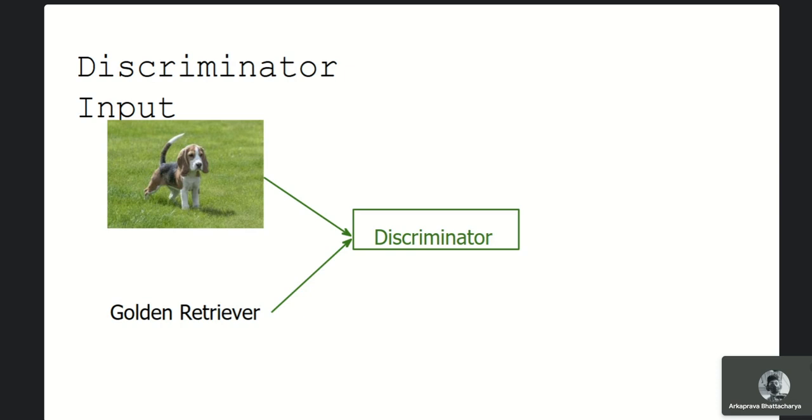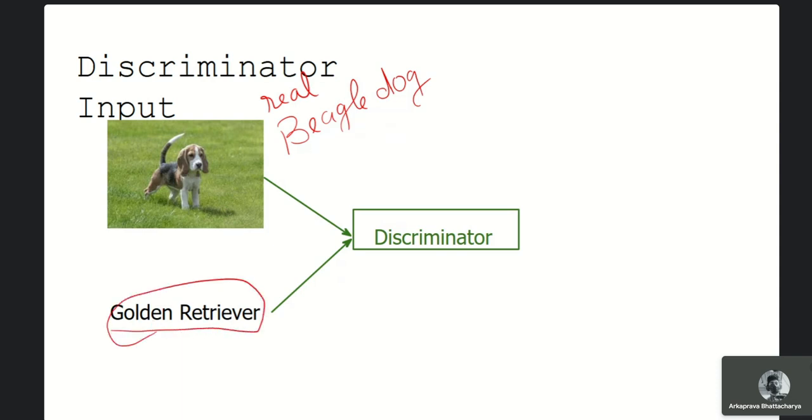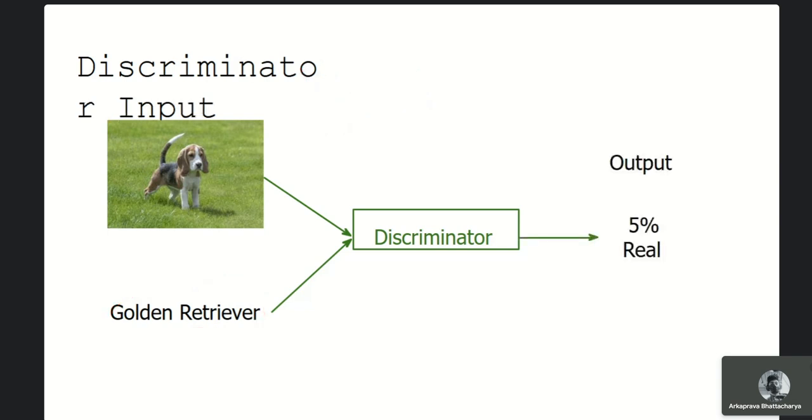So suppose this is a picture of another class of dog which is called a beagle. We have provided a real image of a beagle dog to this discriminator, and the class information is that of golden retriever. Let us see what will be the output of the discriminator. The output of the discriminator will be 5% real.